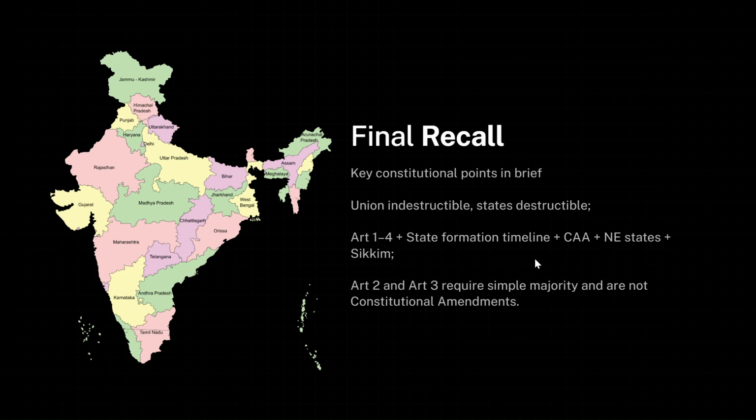So to wrap up, we looked at how India is a union of states and the union is indestructible, but the states are not. And we looked at all the articles in the chapter, and then we looked at the state formation timelines, and then we had a look at the amendments, and then judgments.